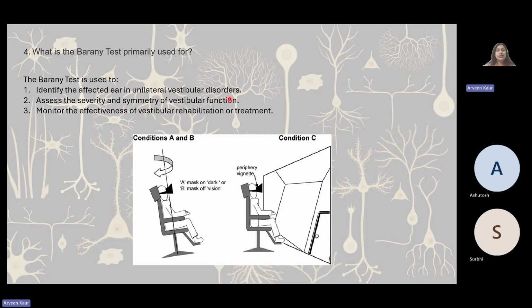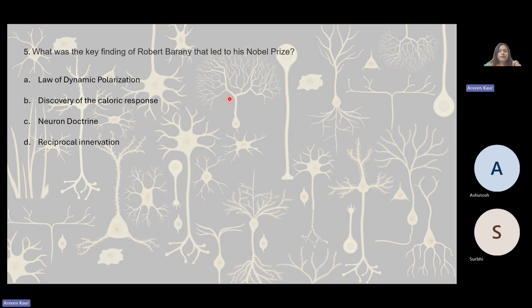In this, either air or water pressure is put in your ear, and then the reaction of your VOR, the vestibulo-ocular reflex, is tested after tilting you here and there, so that it can be assessed whether homeostasis is being maintained or not, right?